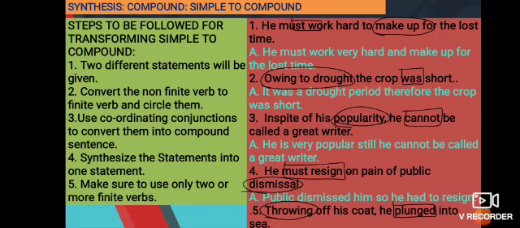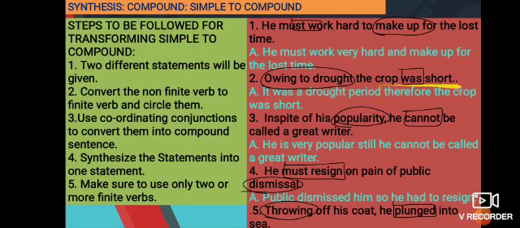Now, the first finite verb is "was", so I'll put a box. Next is "owing to drought", means it was a drought period, or it was the time when the drought was there. Okay, so now you have to add a verb over here. So it is a non-finite verb that you are going to change to finite, "to drought". Okay. Next, it was a drought period. You can write it was a drought period, or you can even write it was a drought time.